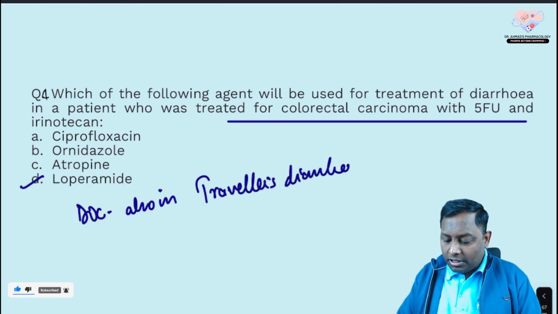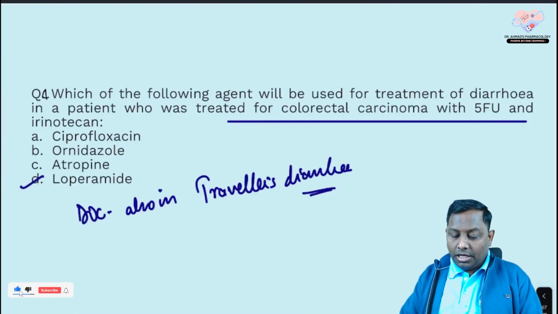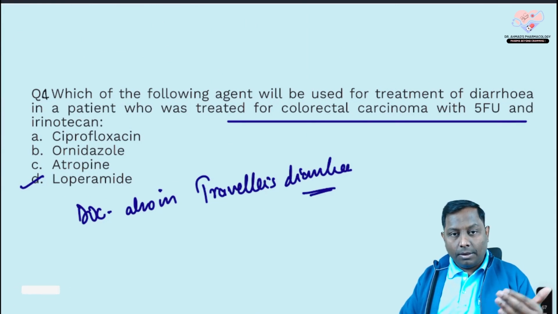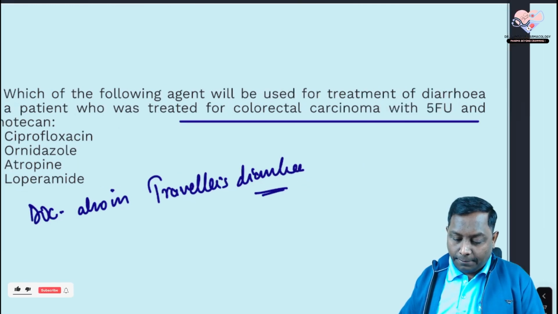The drug of choice for nausea and vomiting, I have already told you, is going to be ondansetron, for chemo-induced nausea and vomiting. Ciprofloxacin is a fluoroquinolone. Ornidazole, again, comes from the same family as metronidazole. They are for gram negative organisms. Atropine is an antidote for organophosphate and carbamate poisoning.